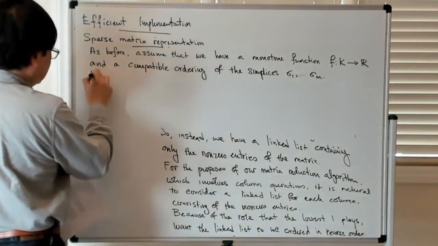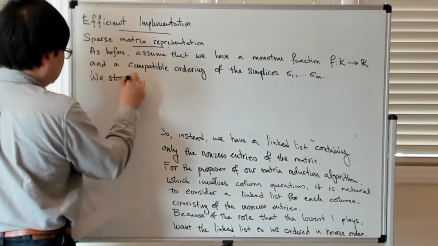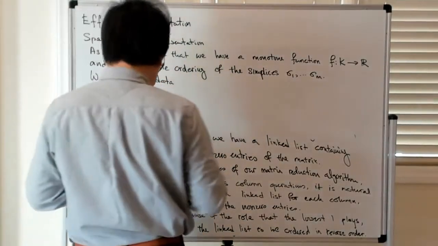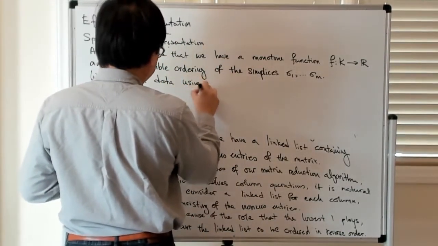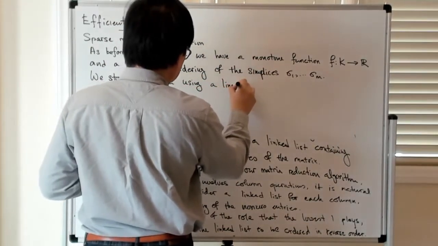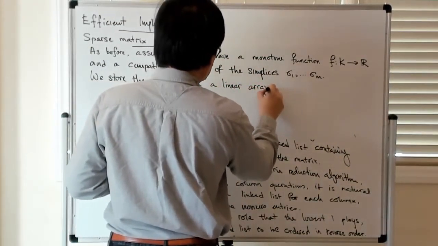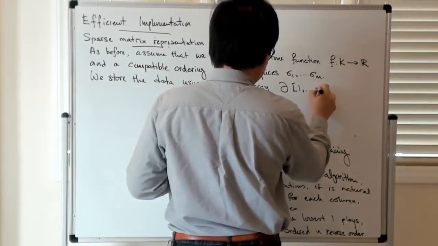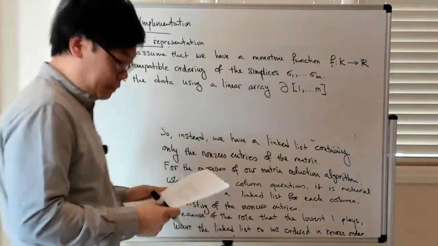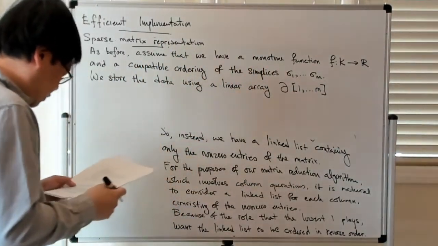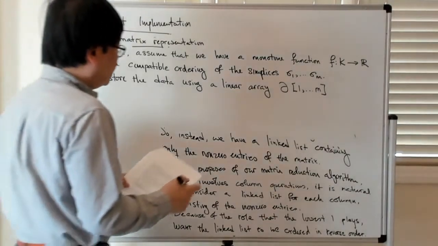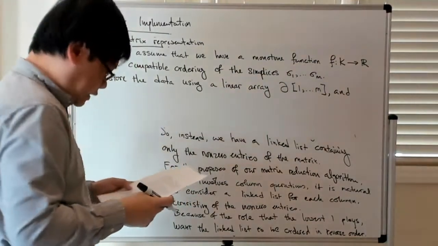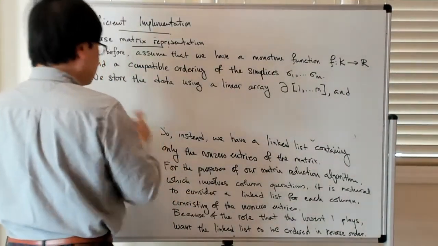Okay, so we store the data using a linear array. Let's call that the boundary. Then there are entries for each of the m simplices. There's a column associated with each of the m simplices, and associated with each of these entries is a linked list.